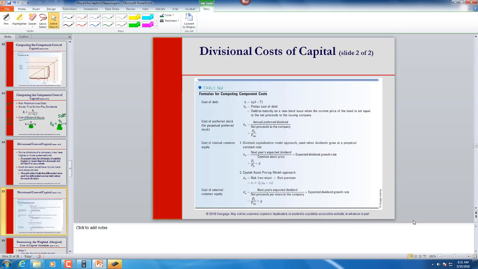So here are all the formulas given to you. Now I want all of you to notice these are the same formulas we used here. For example, look at debt. The only thing is they call it the after-tax cost of debt. You see this? The only thing is that they use the after-tax part of it.